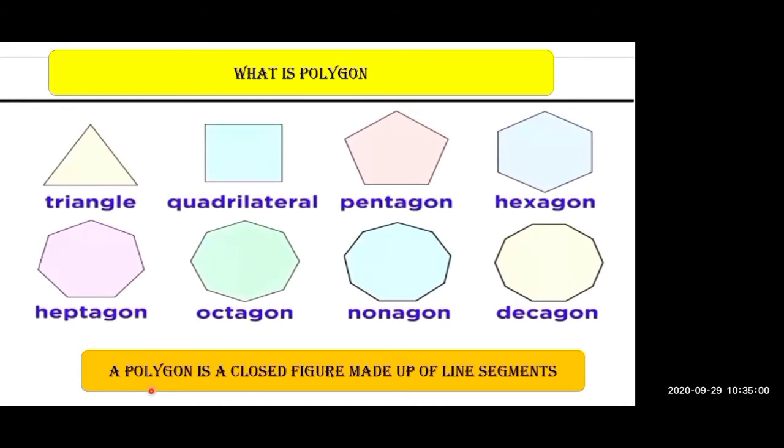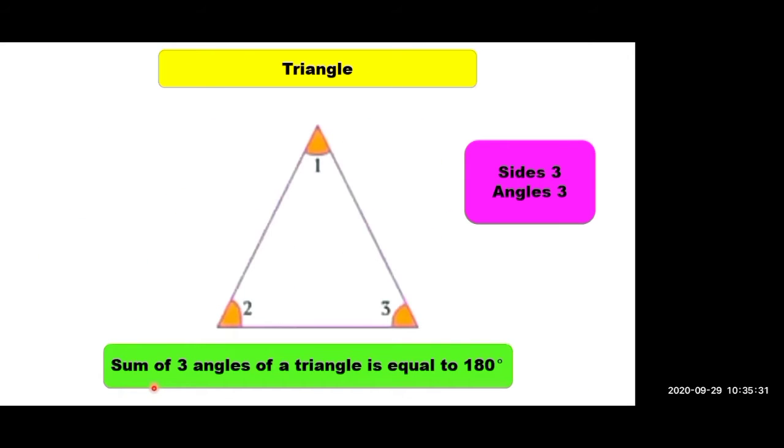Each polygon is given a name depending on how many sides it has. These names are derived from Latin and Greek language. Okay, the number of sides will be 3, 4, 5, or maybe 100 also, but it will still be a polygon. Okay, so our first polygon is triangle. Tri means 3. A 3-sided polygon is called triangle.